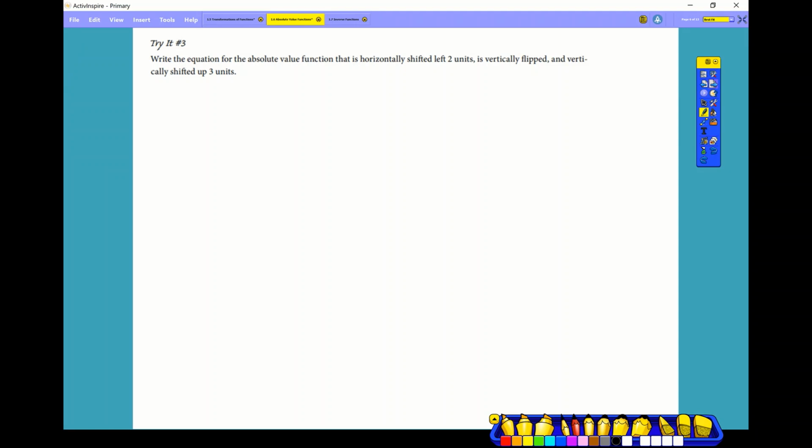Okay, now we need to write the absolute value equation for a function that is horizontally shifted left 2 units. So that means it's changing in the x's because it's horizontal, and it's shifting left, which is towards the negatives. So that means we're going to add it. So it's going to be x plus 2.